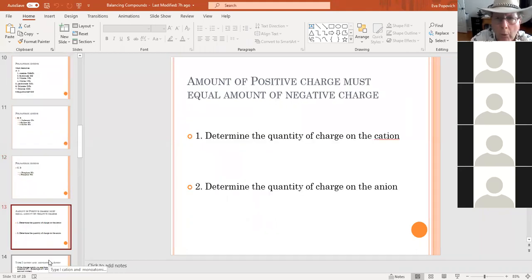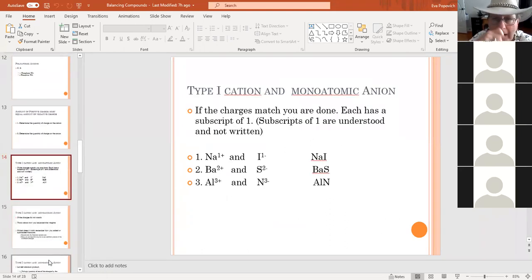So what we have to do is we know that the negative charge is going to be equal to the positive charge, or else the compound is going to be charged itself. So if we have a neutral compound, positive equals negative. If the negative ion has the same charge as the positive ion, well, basically you're done, because the two charges cancel out. So if I have Na plus 1 and I minus 1, those go together. You put them together, we have a neutral molecule, NaI. Ba plus 2, S2 minus, put them together. There are no subscripts that are going to get involved because they both have the same charge. Same thing with Al plus 3 and N3 minus.